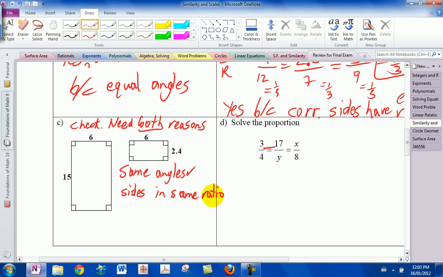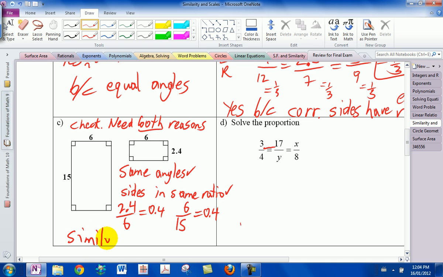Okay, so the small side's 2.4. Divide that by 6. And then what does it equal? The large side is 6. Divide that by 15. Of course, those could be flip-flopped. Here it's 0.4. Here it's 0.4. So yes, they're similar.